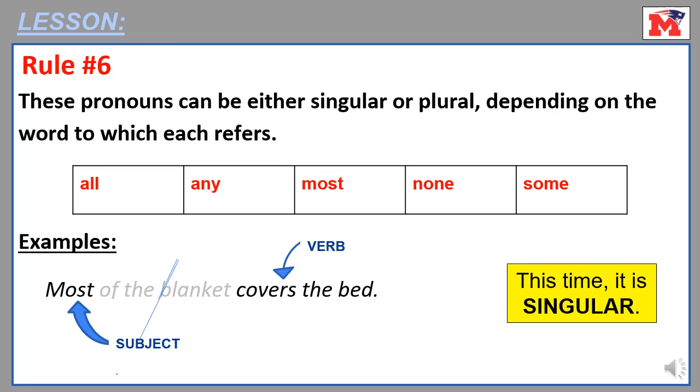Here's one example. Most of the blanket covers the bed. We scratch out of the blanket, that's in the way. So most is our subject, covers is our verb. Most refers to something singular in this case, one blanket. So we use a singular verb, covers. So again, these words can go either way depending on the word to which they refer.